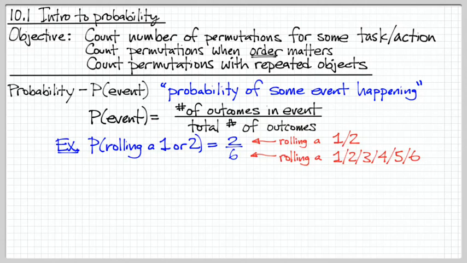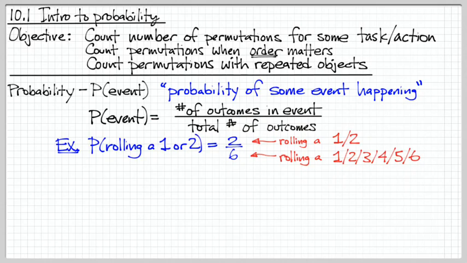The probability of rolling a 1 or a 2 on a 6-sided die would be, well, there are two possible ways of rolling a 1 or a 2, and then there are 6 possible ways of rolling a die, 1, 2, 3, 4, 5, or 6. So 1/3 of the time we're going to be rolling a 1 or a 2. So this is a simple case where we can very easily count both the number of outcomes in the event and the total number of outcomes that are possible.